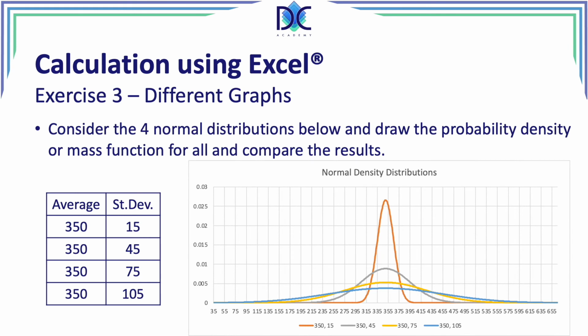So here we see the different distributions, the different density distributions. And we see the first one with an average of 350 and a standard deviation of 15, which is the orange curve. It's quite concentrated around the 350 value. I went here from 35 up to 655. You can select any range that you want.